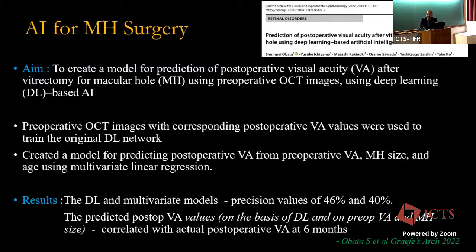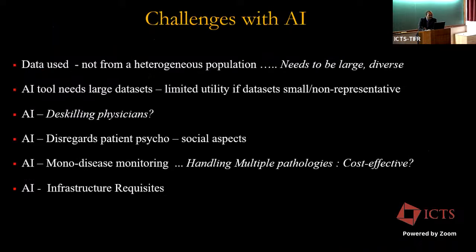So this is pretty interesting because it's not always possible to predict outcomes, and so as surgeons, we would love to have AI help us with predicting as well as telling the patients and counseling them. So basically, the challenges with AI: the data is not from a heterogeneous population. So we ideally need training data sets that are large and diverse. We need these tools, and unless they are, there's limited utility.